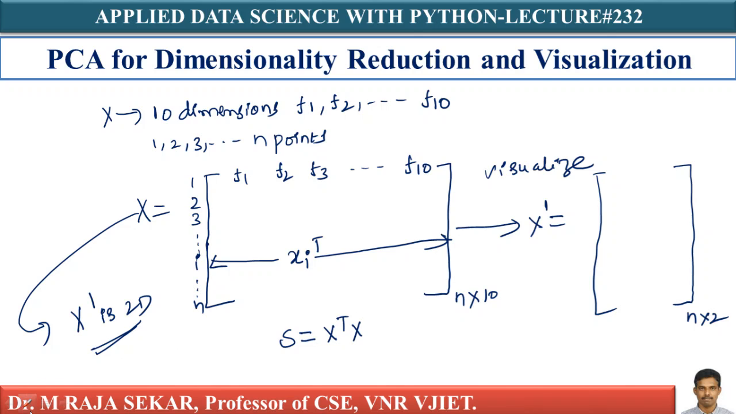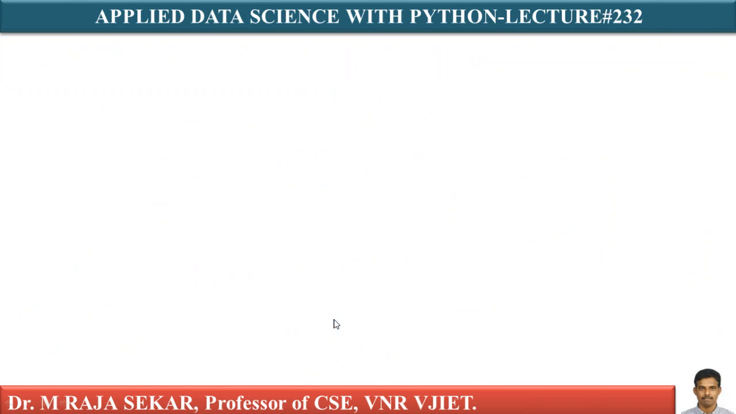What is X transpose X? X is n cross 10, so X transpose must be 10 cross n. Therefore, what is the order of this S? S order will be 10 by 10. Therefore, how many eigenvalues can I get for this covariance matrix?